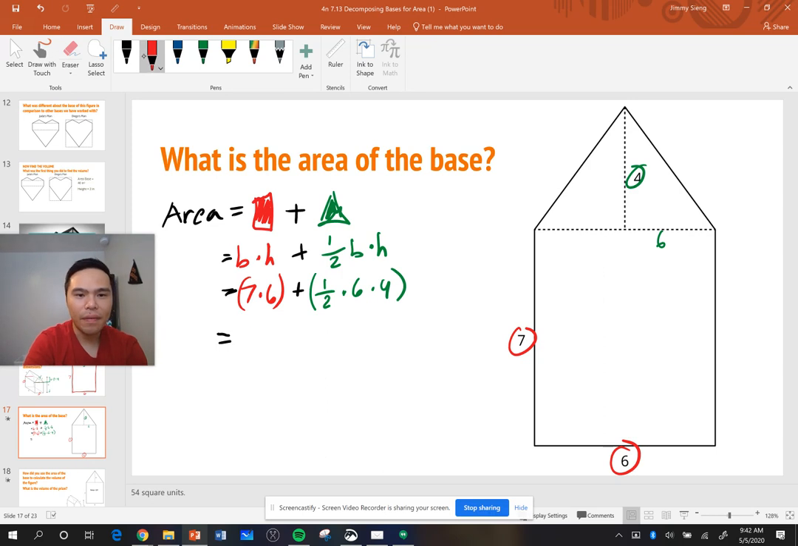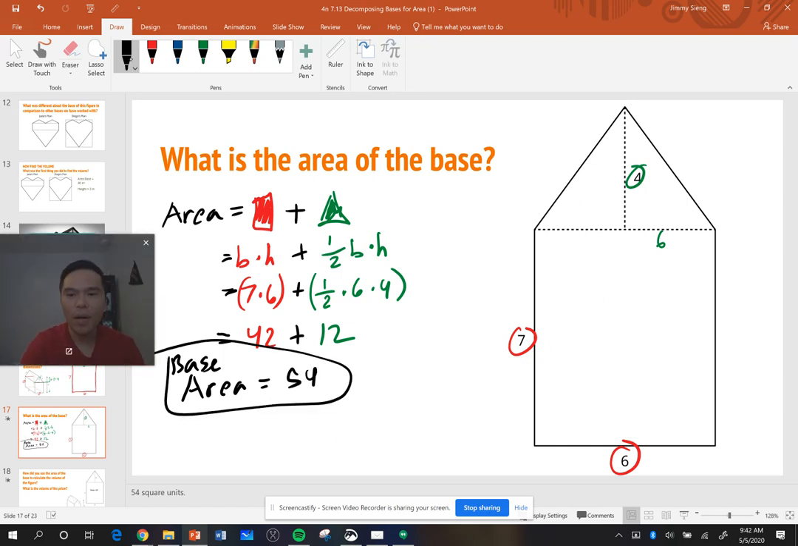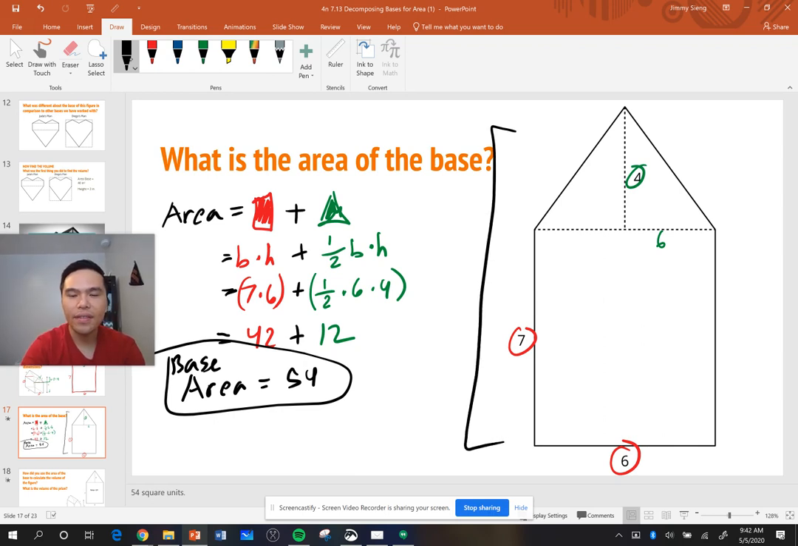So we do the math there. We get 42 plus, let's see, 1/2 of 6 is 3. 3 times 4 is 12. So we should have that should be 12, right? So then our base area is going to be 54, all right? So this whole part, all of this right here, is going to be 54, right? You add the red and the green, put it together, our base area is 54.